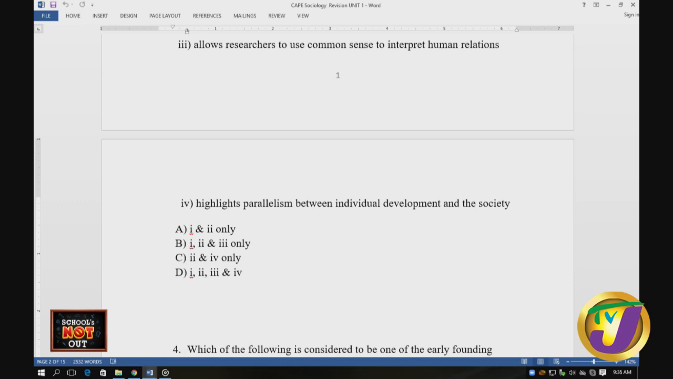So we have here that 1 and 2: explains social patterns, because sociology deals with social patterns, definitely, in a more logical manner than other social disciplines. Encourages the use of critical thinking when dealing with social problems. Same here. So those two we know, so 1 and 2. Allows researchers to use common sense to interpret human relations? No, not quite. And the last one, highlights parallelism between individual development and society. That's really not the area of sociology. Not quite. So we have that it is 1 and 2.